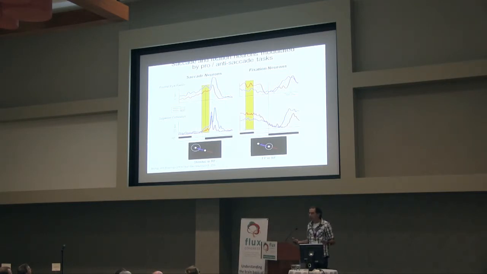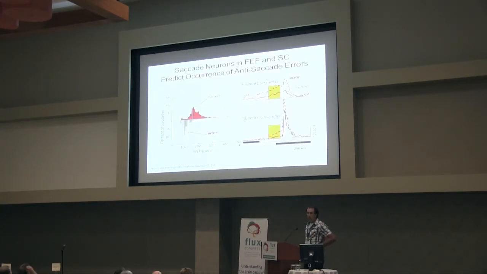So to do a correct anti-saccade, you must boost this suppression signal to inhibit these saccade neurons so that this visual burst does not make an error. The system can't get rid of that visual burst, so it's doing everything else it can to minimize its impact on behavior. Okay, now let's look at what happens when the anti-saccade errors come.